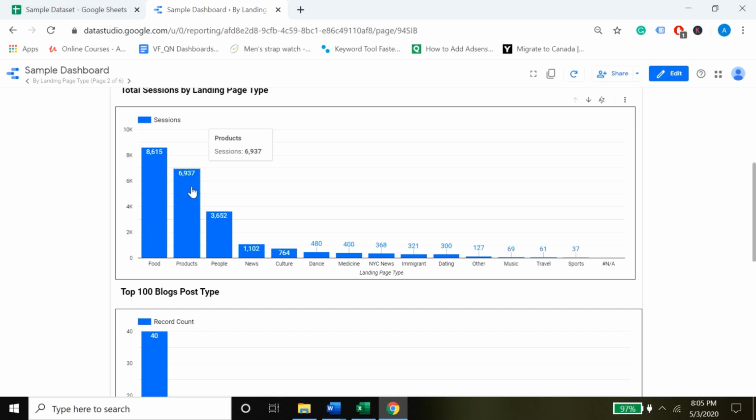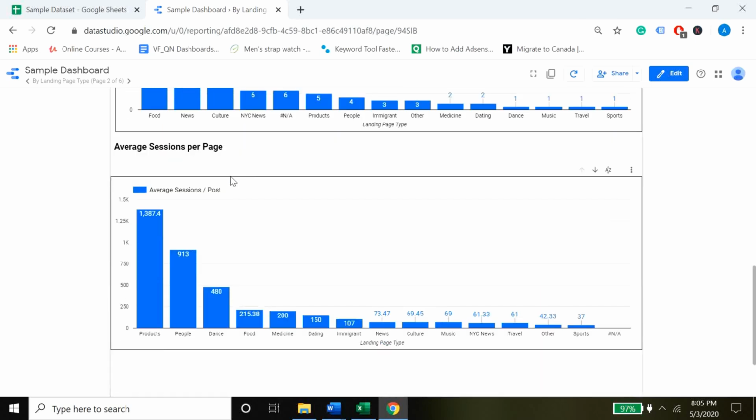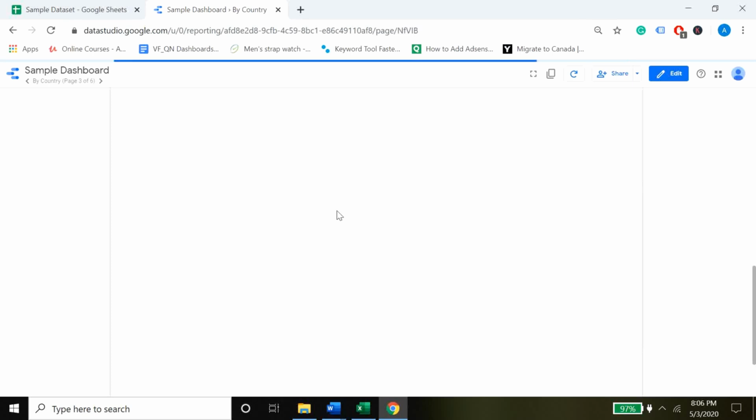So now this is telling me something which is an insight, that we just created 5 different blog posts, and with that we got 6,937 sessions. So this is something which is an insight, and this is something that needs to be reported as well. So this is why I created this first page. Now let's go over to the next page here.